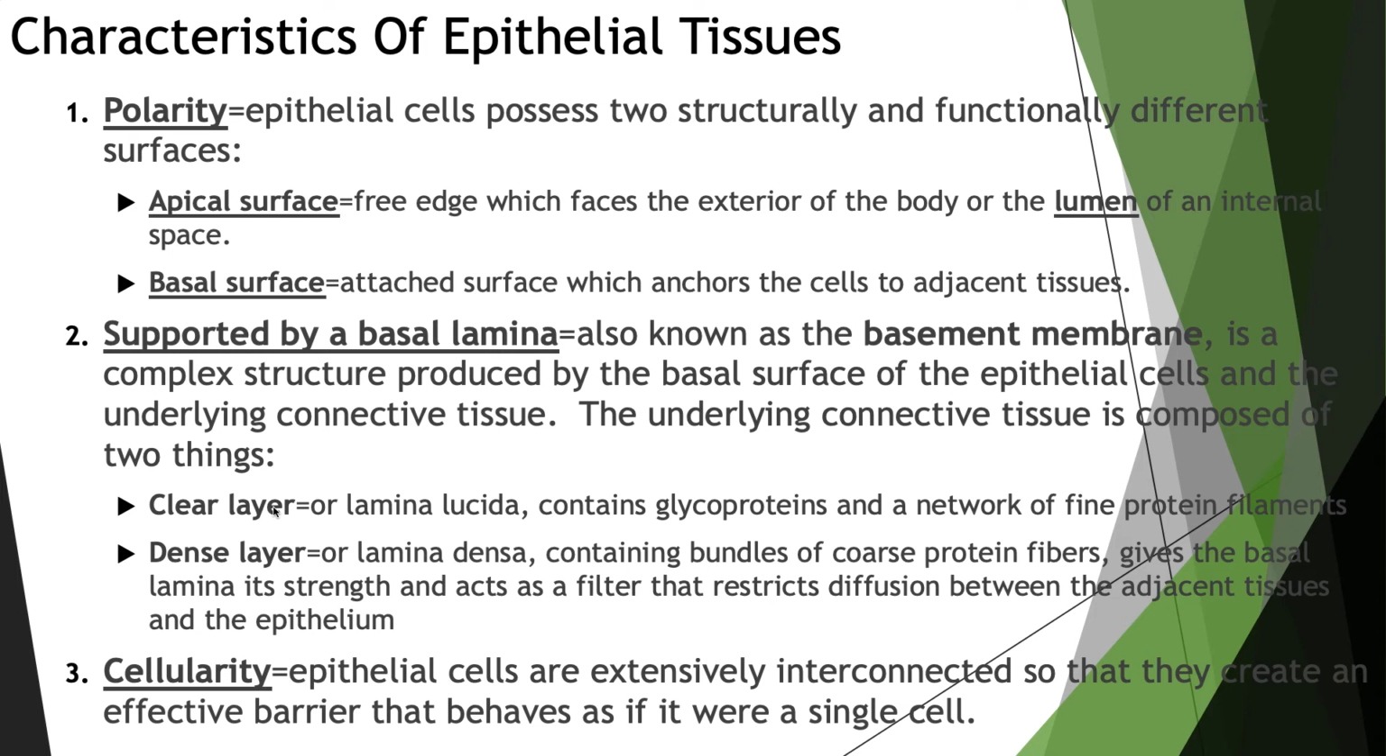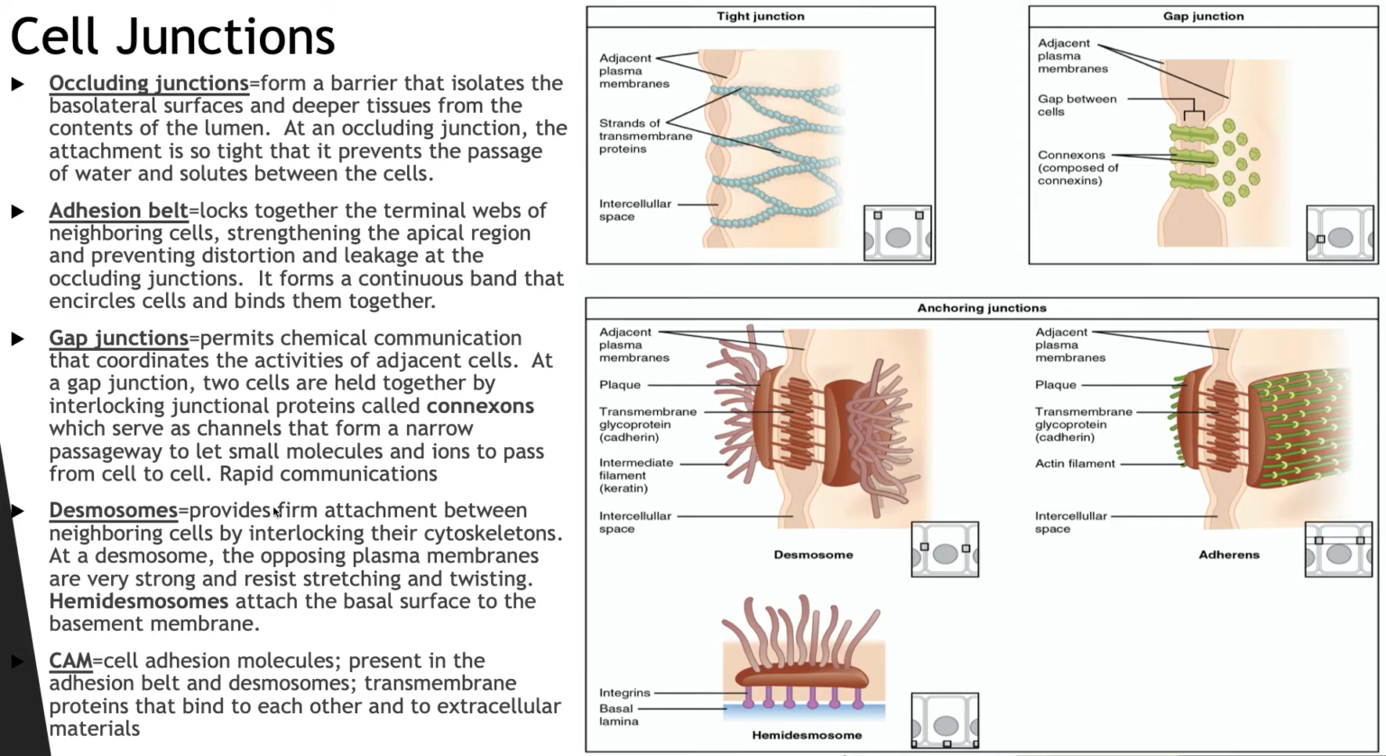The third characteristic is the cellularity, and they are extensively interconnected so that they create an effective barrier and work as if they were a single cell. If there were these large gaps in between them, then it would decrease that impermeability.